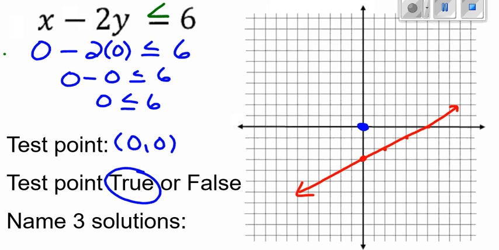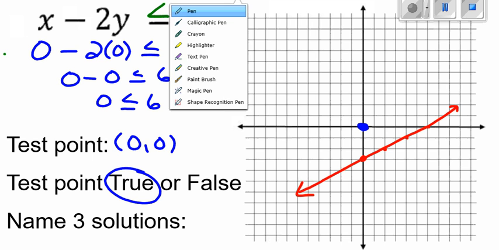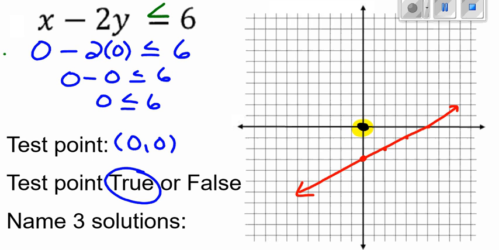So since 0, 0 is on this side of the line, that's the side that I have to shade. Let me get my highlighter going here. So all of these points up here that are on this side of the line are solutions to this graph. For example, I could say that's a solution, even way up here, because that shading is going to extend all the way up infinitely.